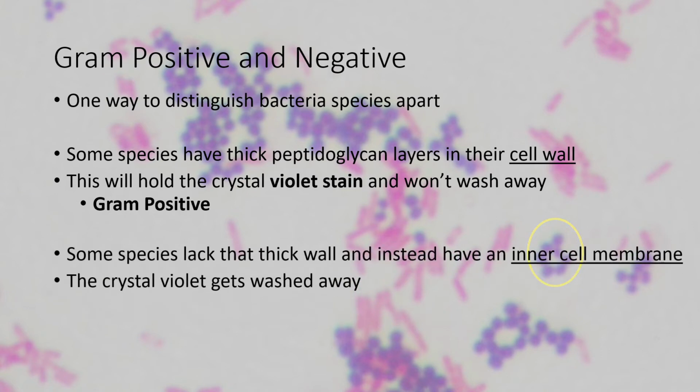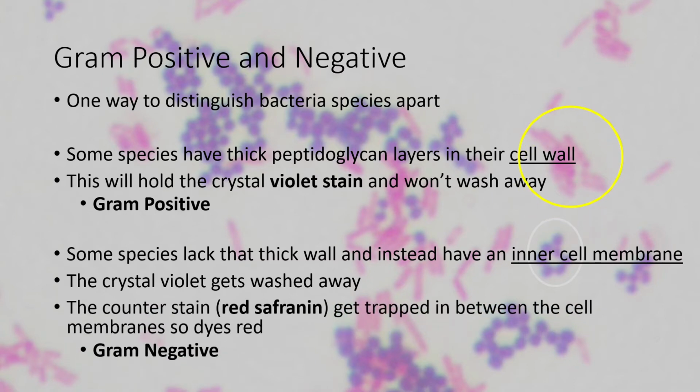But other cells are lacking that cell wall. Instead, they have a really thick cell membrane. So that means the violet gets washed away, and then when we add the red counterstain, usually safranin, it gets trapped in the cell wall. So you get this pink or reddish gram-negative. So if it is gram-positive, the violet stain stays in the cell wall and the red stain doesn't stick when you add it. But if it is lacking that cell wall, the violet stain washes away, and when you add that red stain, it sticks.